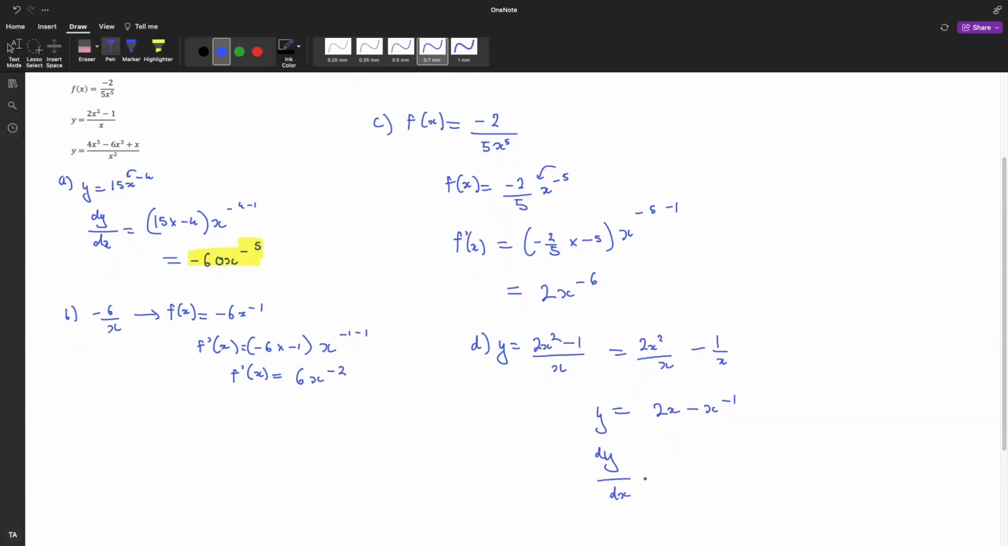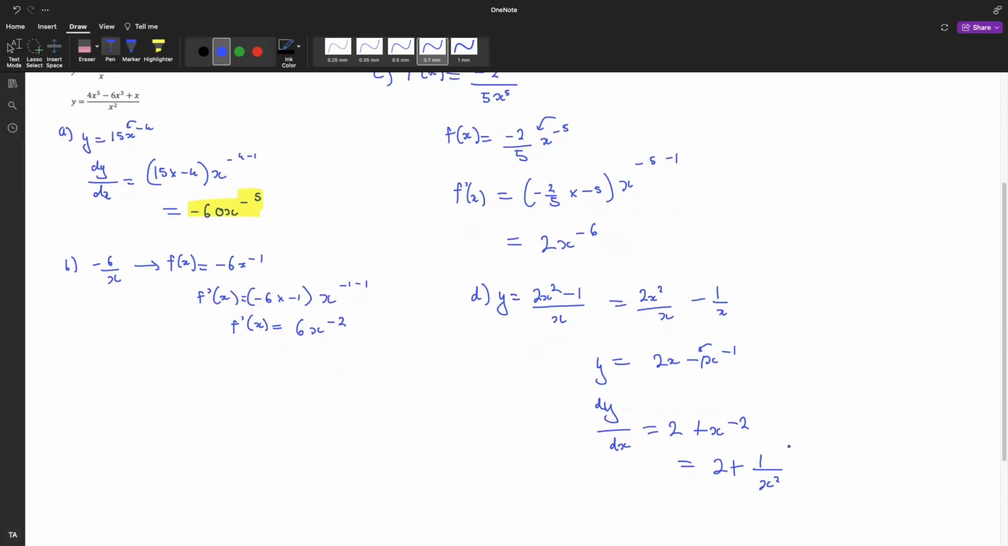So dy over dx is going to equal the derivative of 2x, which is just 2. And then to derive this, we're going to bring a -1 to the front. So there's already a -1 here, we just don't write the -1. So -1 times -1 becomes plus, and then we've got plus x to the power of -2. And then rewriting that, we'll get 2 plus 1 over x squared, just because we want to avoid having negative indices in our answer.